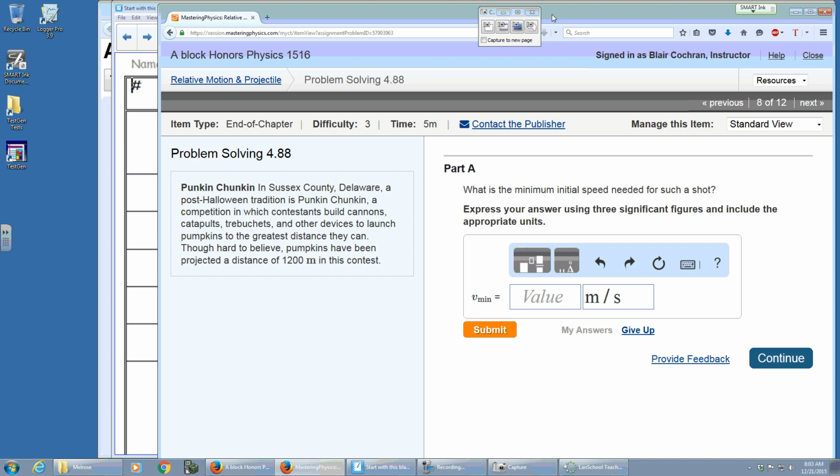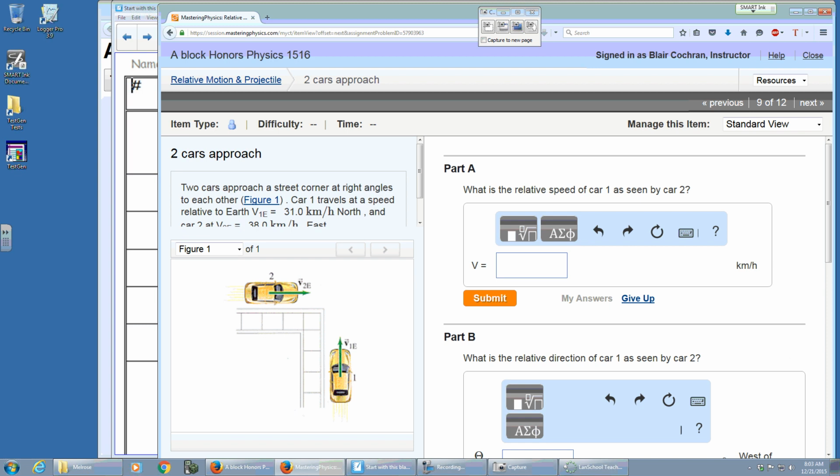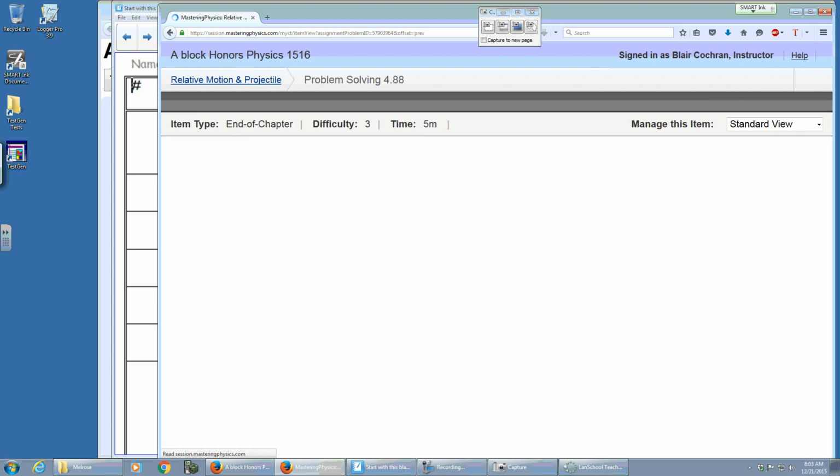All right, pumpkin projected 1,200 meters in the air. Now, when they say projected distance, they're talking about the horizontal range, not the distance along the path, but the horizontal displacement. So what is the minimum initial speed needed for such a shot? And do we have to answer that part before we can do other parts? Yes. Or there's only one part to it, right?